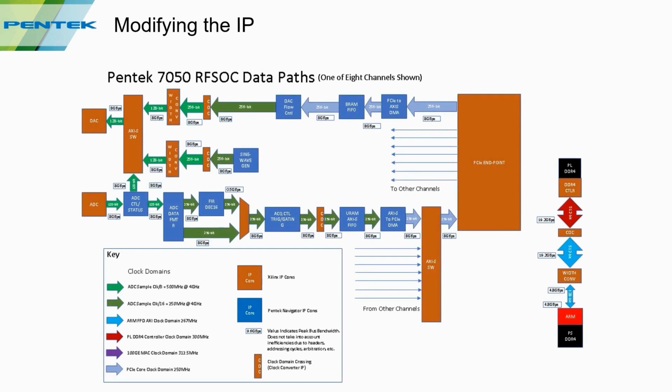Now for this example, I'm going to go back to this diagram. This actually is the PCIe version of the board, a little bit different from the previous one. This is the model 7050. But what I want to do in here is change the IP that's in there.